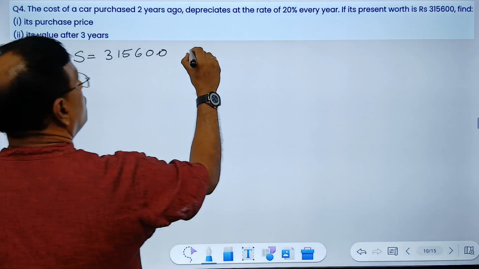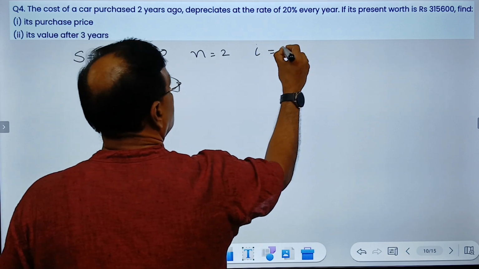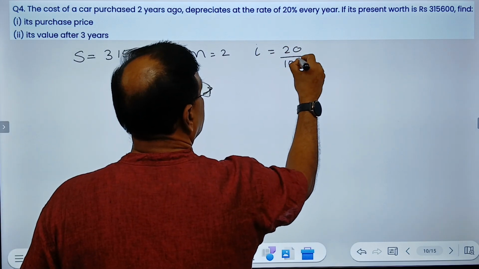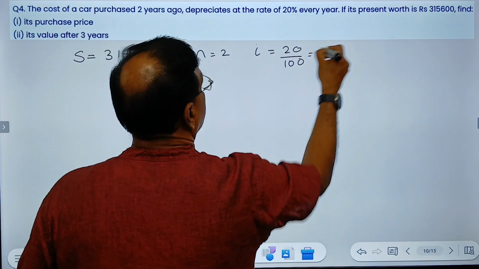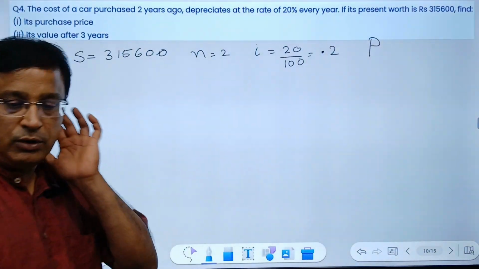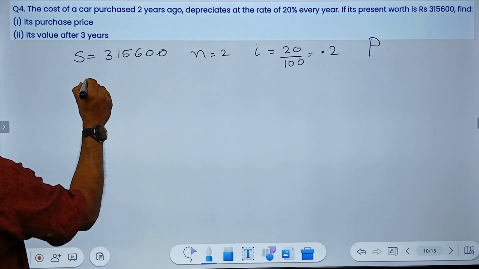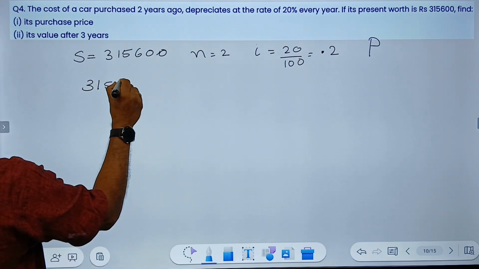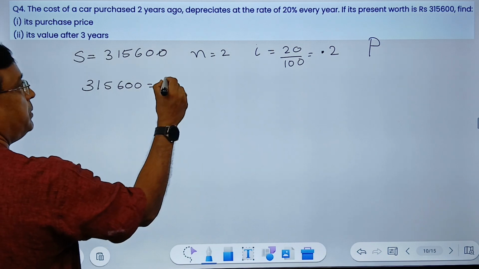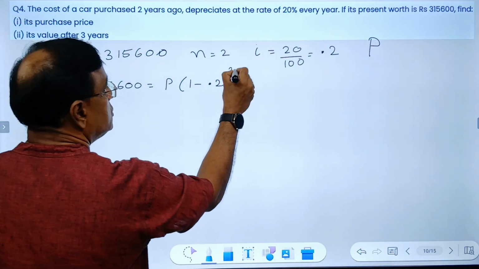And the useful life is 2 years. Rate of interest is 20 by 100, which is 0.2. I want to find what is the present worth, what is my P. So now S is equal to P into 1 minus 0.2 the whole square.